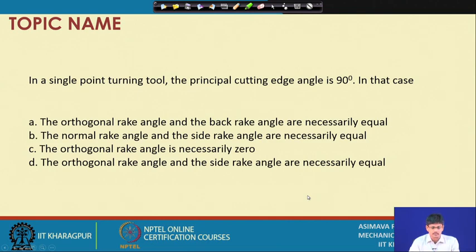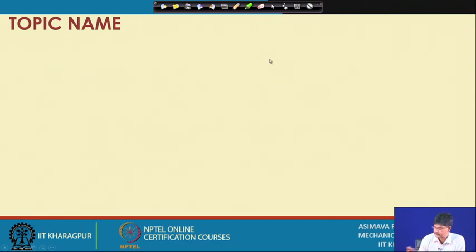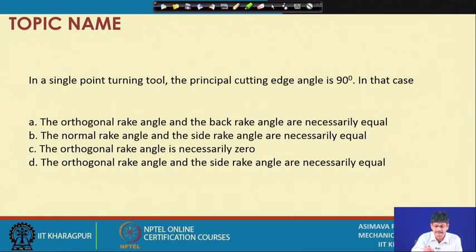In a single point turning tool, the principal cutting edge is 90 degrees. In that case, let us draw a figure of a tool. This is it. A tool of this type is moving this way and this is 90 degrees. That is it. The first option says the orthogonal rake angle and the back rake angle are necessarily equal.